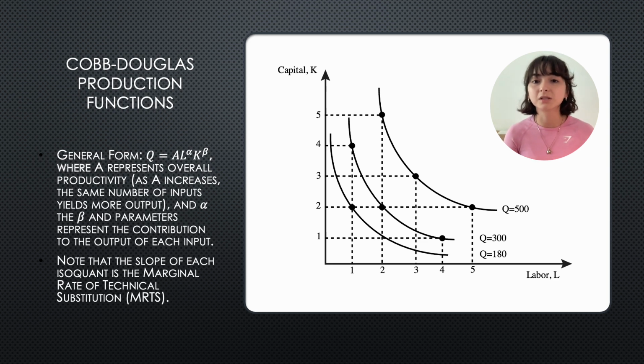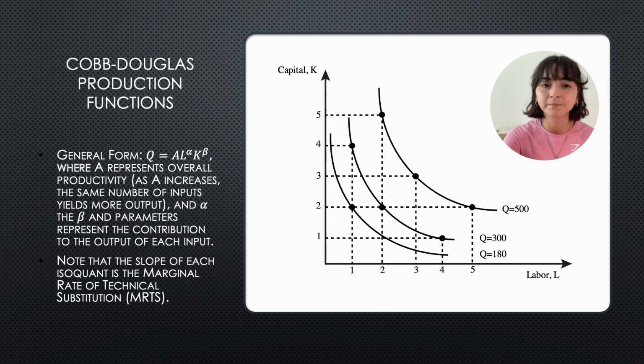So note that the slope of each isoquant is, again, the marginal rate of technical substitution, MRTS. The marginal rate of technical substitution describes how much you must increase one input if you decrease the other input by 1 unit in order to produce the same output. So the MRTS is simply the ratio of marginal product of labor to marginal product of capital. And the marginal product of any input just tells us how much extra output will result from a 1 unit increase in the input.